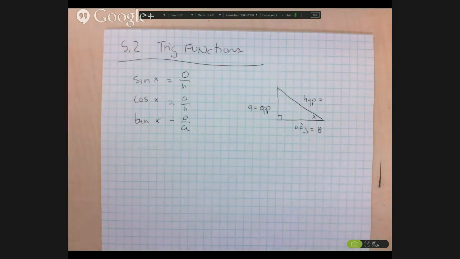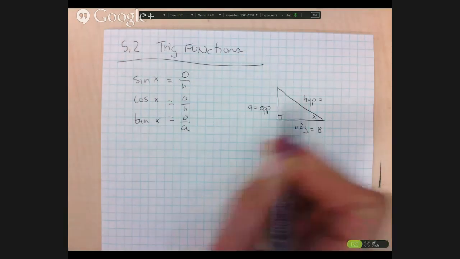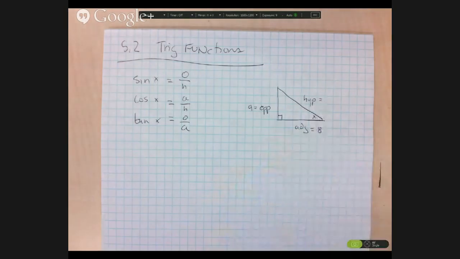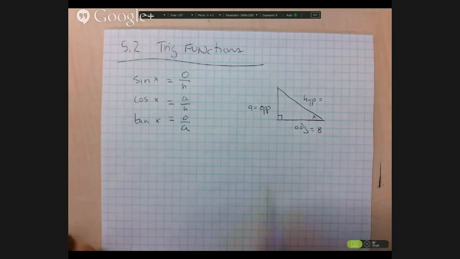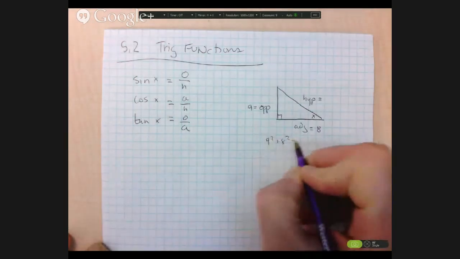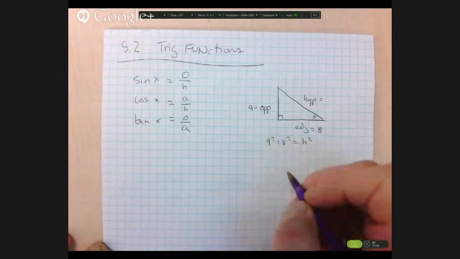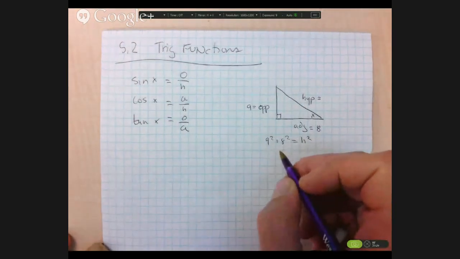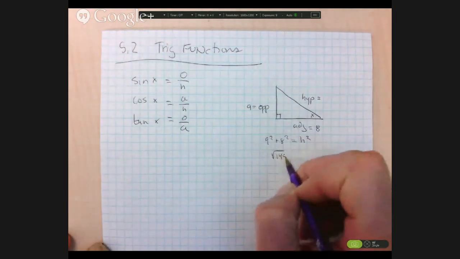Trig functions, 5.2. Right now we are figuring out the hypotenuse. Everybody got it? It is a number, and a real one, in fact, not even a complex one. Square root of what? 145. Okay, so 81 and 64, yeah, 145.